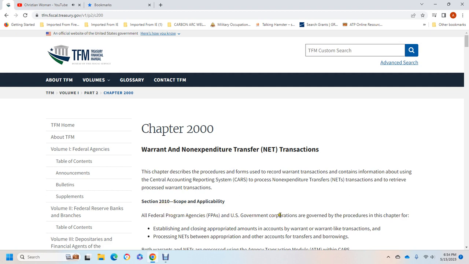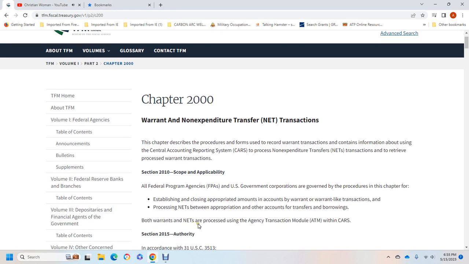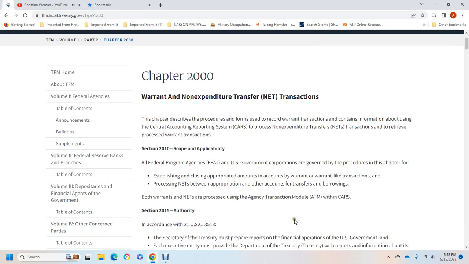federal program agencies and U.S. government corporations. This chapter covers the procedures for establishing and closing appropriation amounts of the accounts, warrant-like transaction processing, and non-expenditure transfers between appropriation and other accounts. Both warrants and non-expenditure transfers are processed in the agency transaction model within CARS.